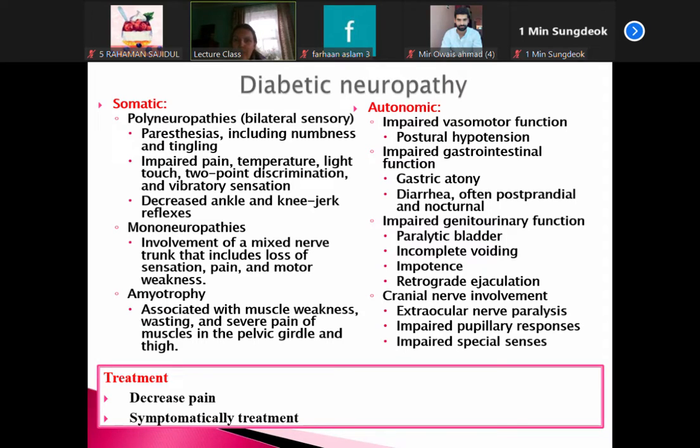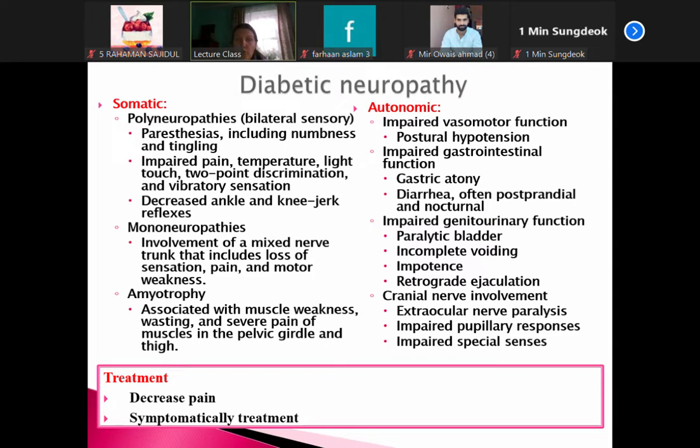The most common complication in all diabetic patients, diabetic neuropathy, is damage of peripheral and central nerves. According to classification of nerves, we have somatic and autonomic nerve fibers. Somatic nerves innervate peripheral tissues like skin, muscles, bones, etc., and we can control them. When we feel pain, it is sensory nerves. When you want to make any movement, it is motor nerves.